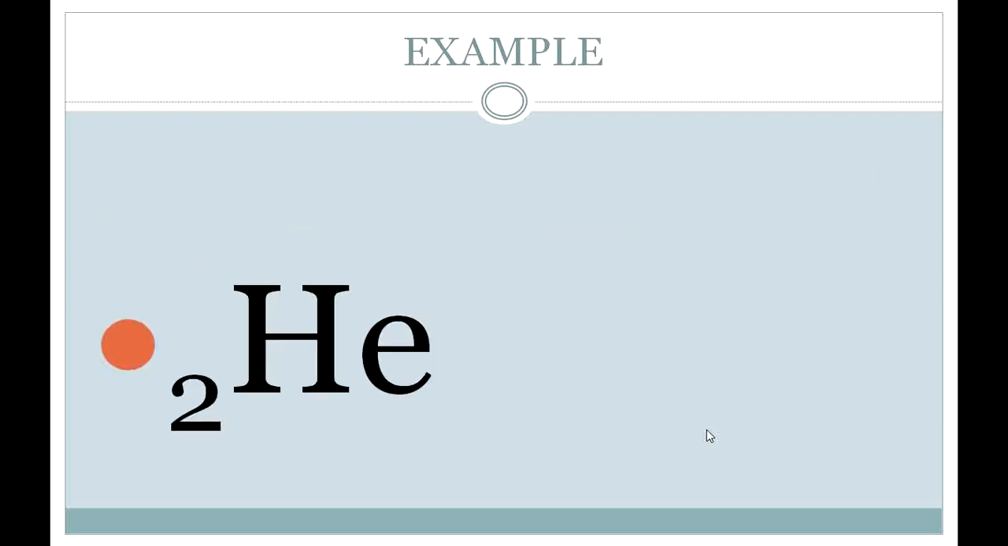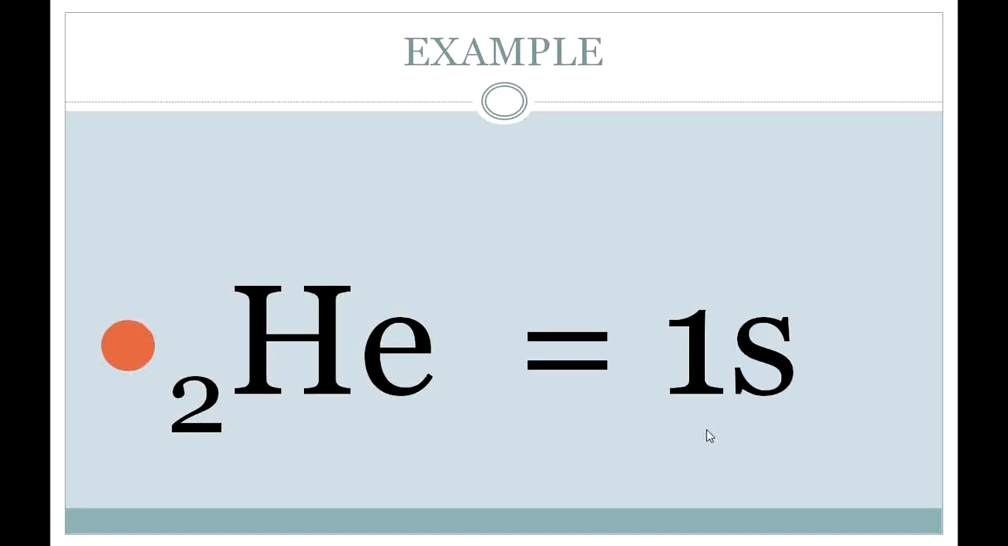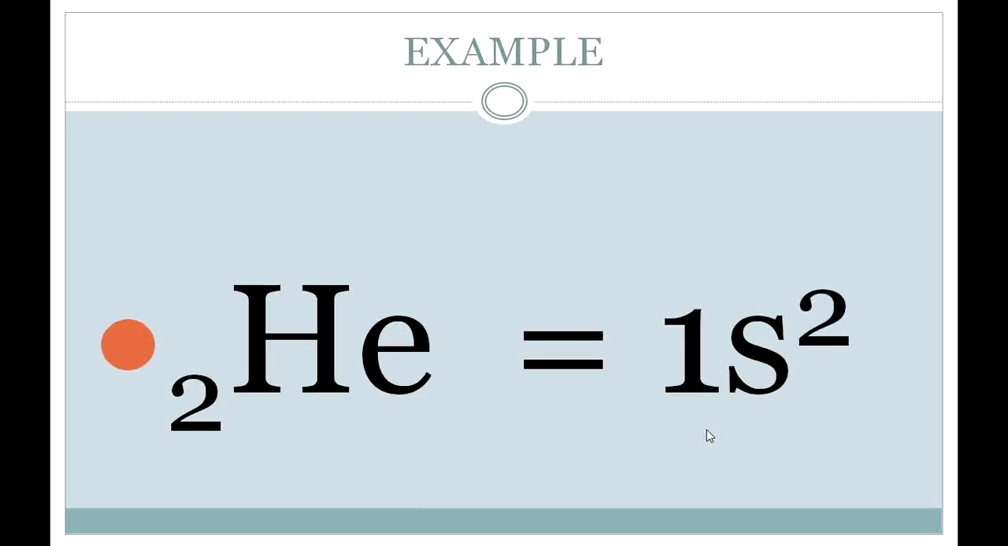Next element is helium. Helium has atomic number 2. So for helium, the first orbital is again the 1s orbital. These two electrons will move to the 1s orbital. So now helium's electronic configuration will be 1s2. Some people call this 1s square. This is wrong. This is not a square. This is the number of electrons, that is 2. So this should be called 1s2.